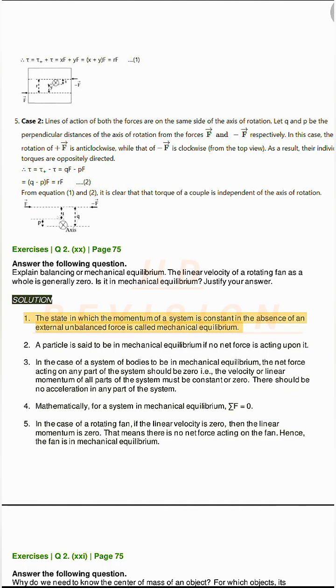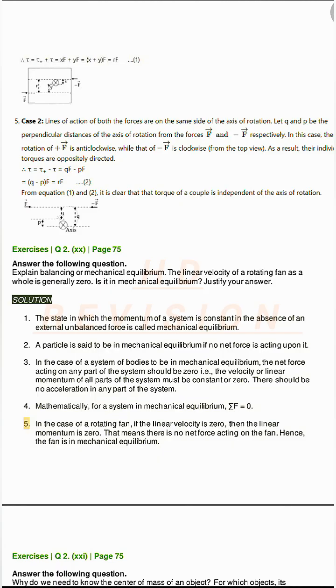The state in which the momentum of a system is constant in the absence of an external unbalanced force is called mechanical equilibrium. 2. A particle is said to be in mechanical equilibrium if no net force is acting upon it. 3. In the case of a system of bodies to be in mechanical equilibrium, the net force acting on any part of the system should be 0, i.e., the velocity or linear momentum of all parts of the system must be constant or 0. There should be no acceleration in any part of the system. 4. Mathematically, for a system in mechanical equilibrium, the summation of F equals 0.